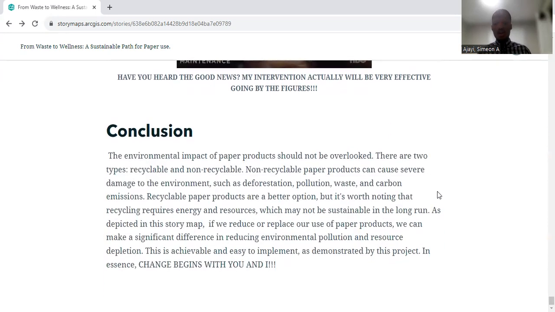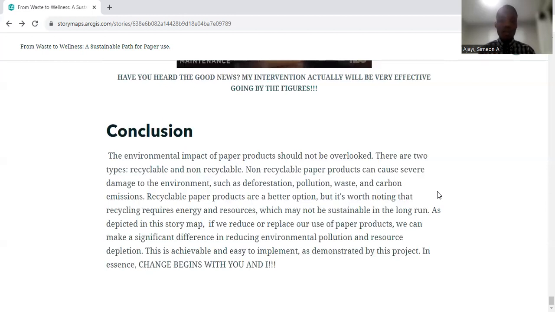So in conclusion, the environmental impact of paper products should not be overlooked. There are two types, which are the recyclable and non-recyclable. The non-recyclable paper product can cause severe damage to the environment, such as deforestation, pollution, waste, and carbon emissions. However, recycled paper products are a better option, but it's worth noting that recycling requires energy and resources, which may not be sustainable in the long run.